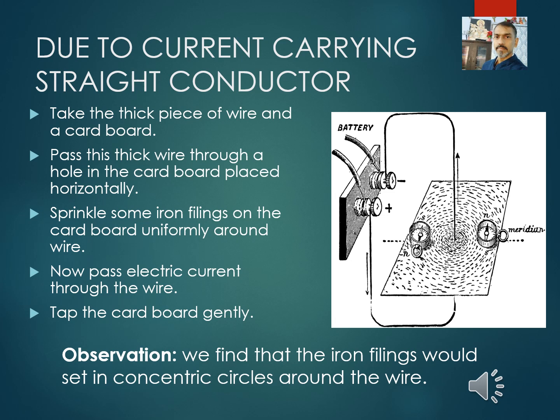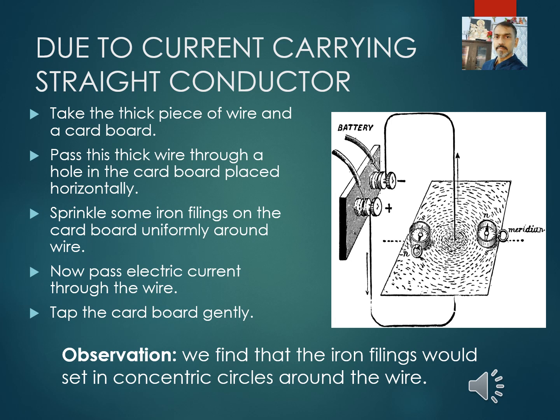Sprinkle some iron filings uniformly on the cardboard. Gently tap the cardboard a few times. You would find that the iron filings align themselves, showing a pattern of concentric circles around the copper wire. These concentric circles represent the magnetic field lines.